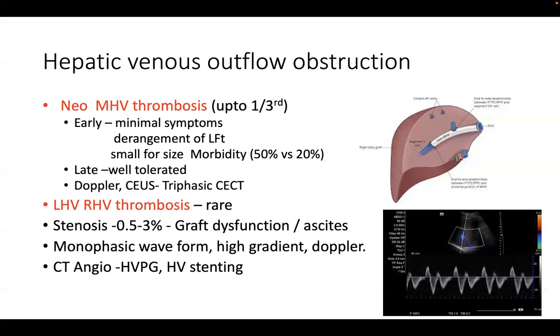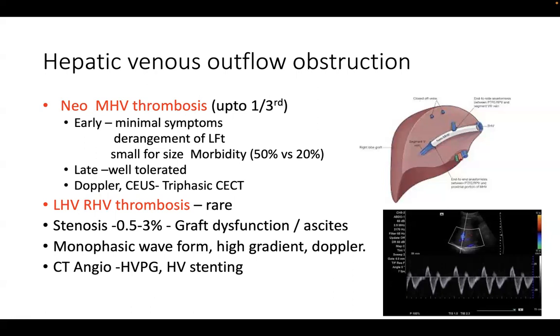Neometric thrombus is usually picked up on Doppler, diagnosed on Doppler and confirmed by a triphasic CECT. LHV and RHV thrombosis in living donor transplant is very rare. Basically, it happens if there are some gross technical errors, like the complete graft has rotated, or a patient is severely pre-thrombotic, which has not been picked up on workup. But generally, it's a very rare complication.